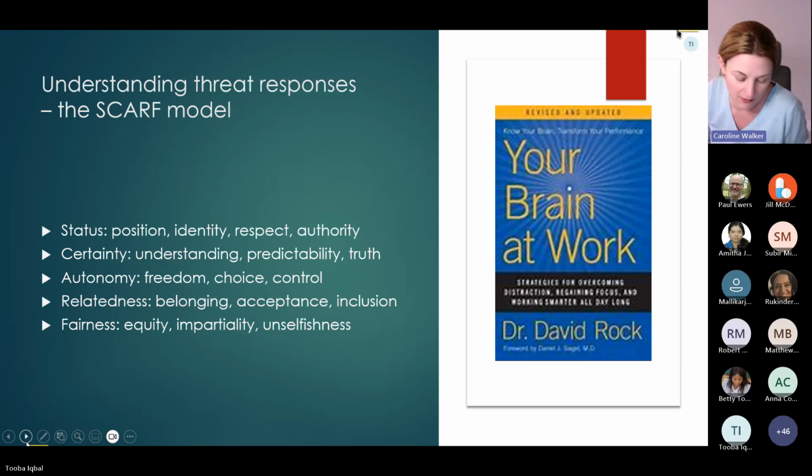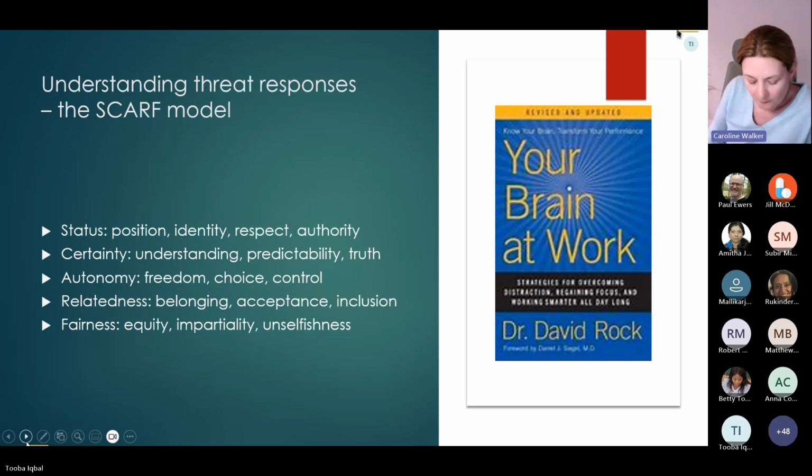David Rock is a neuropsychologist who produced this SCARF model. I don't know if anyone's heard of this before, but essentially it says that if anything threatens any of these five domains of social experience, your brain lights up, and neuropsychologically it recognizes this as a threat. So things like status, certainty, so the predictability and the things that you hold true, your autonomy, relatedness, so how much you belong to and are accepted by a team. It reflects a little of what Tuba was saying about new employees within an organisation or a team feeling like they experience incivility more, and fairness.